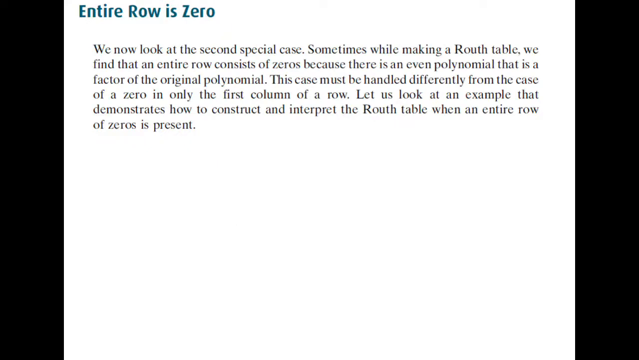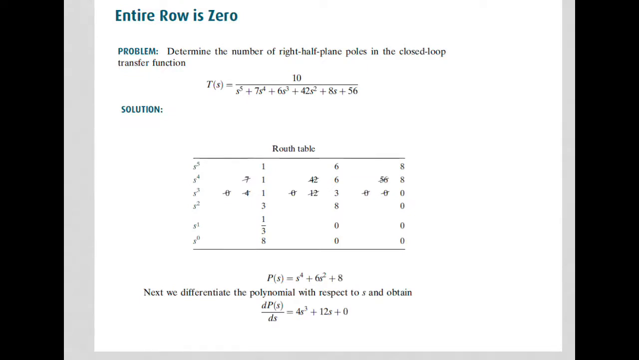Now we discuss the second special case. Sometimes while making a Routh table, we find that the entire row consists of 0 because there is an even polynomial that is a factor of the original polynomial, which makes the entire row 0. This case must be handled differently from the case of 0 in only the first column of the row. Now let us look at an example that demonstrates how to construct and interpret the Routh table when an entire row of 0 is present.